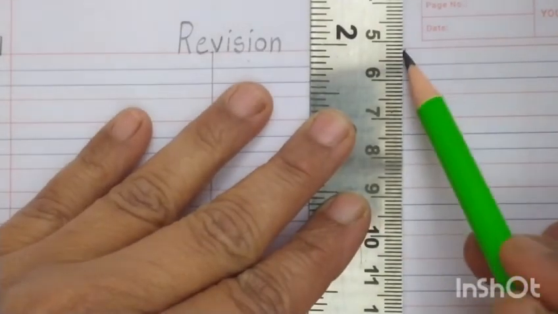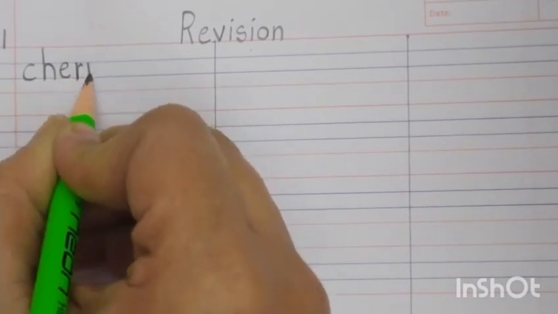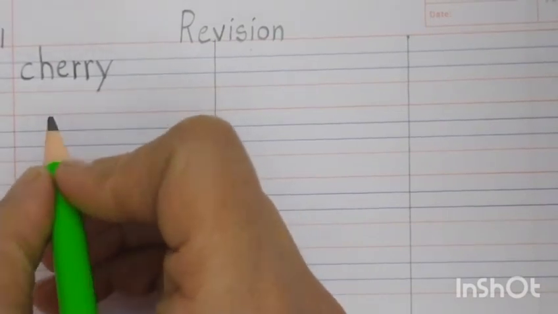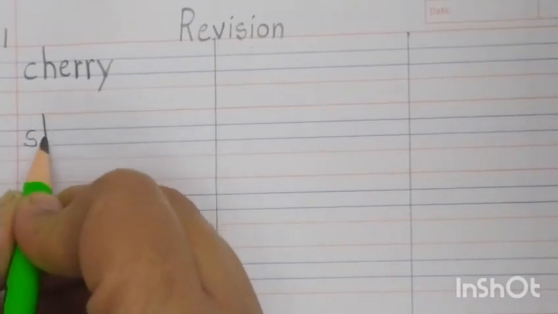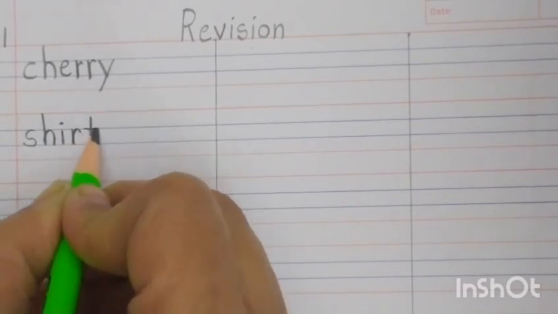1, 2. Now we will write the first digraph word. The first word, cherry. C-H-E-R-R-Y. Cherry. The second word, shirt. S-H-I-R-T. Shirt.